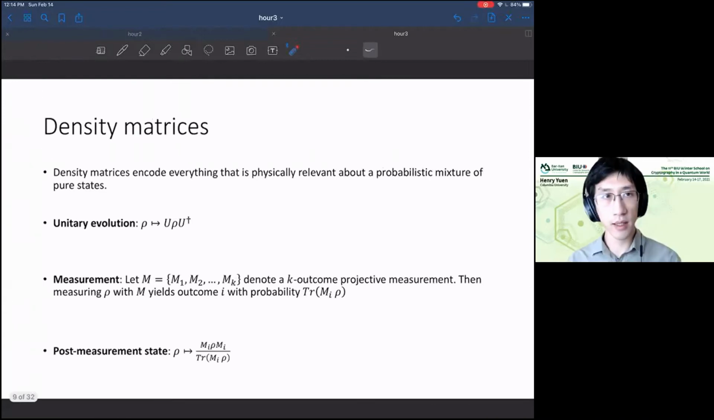Okay, so that's projective measurements. Let's go back to density matrices. Density matrices encode everything that is physically relevant about a probabilistic mixture of pure states.